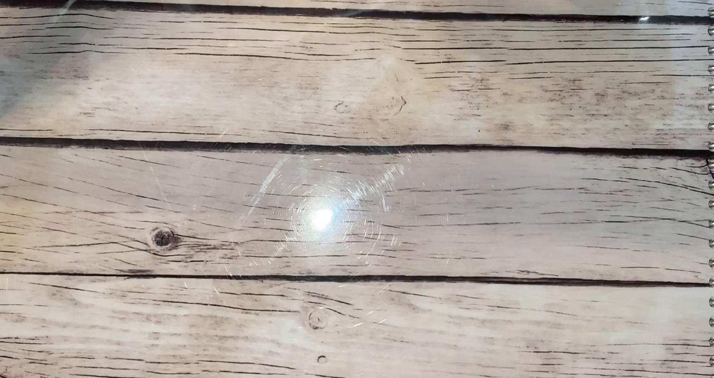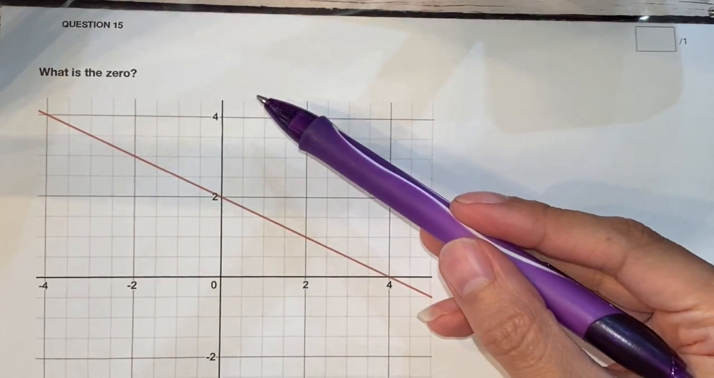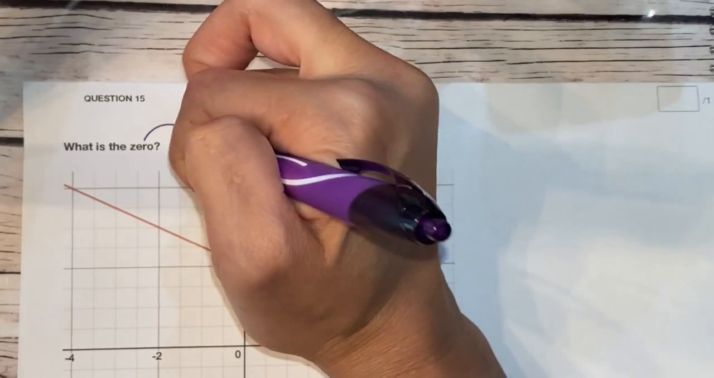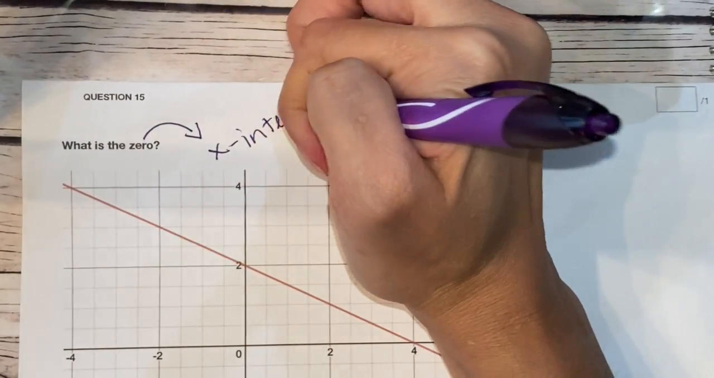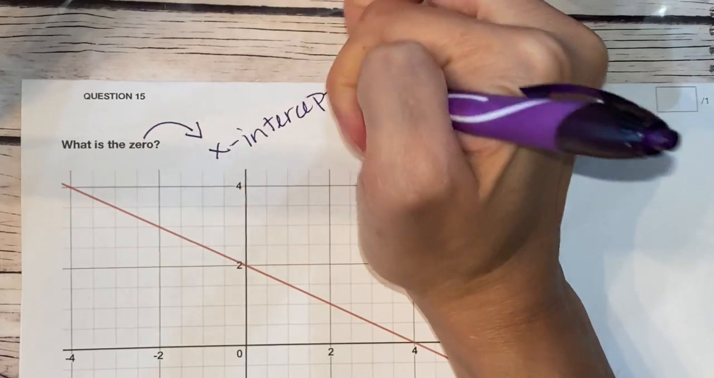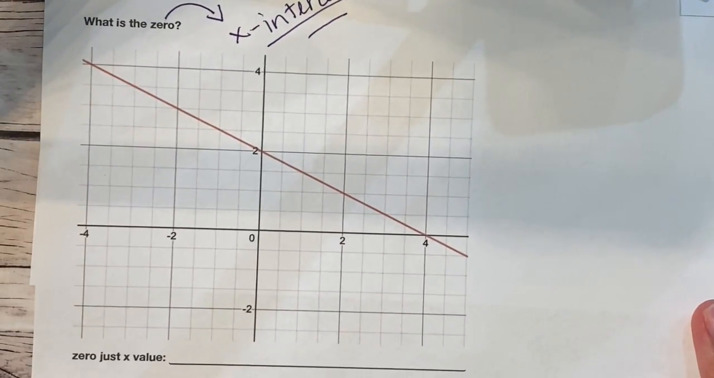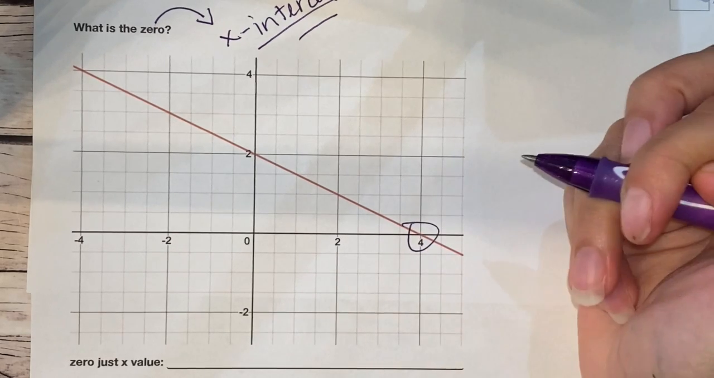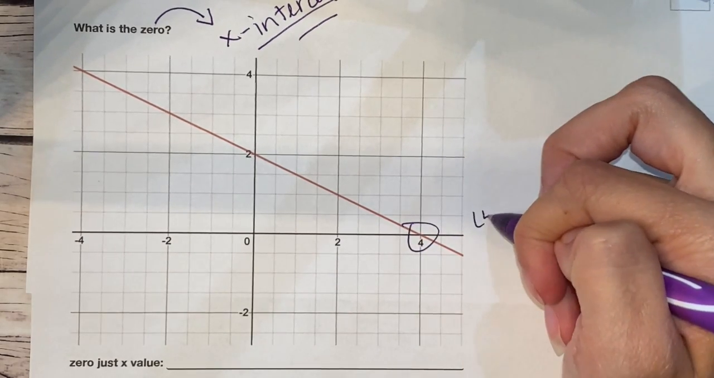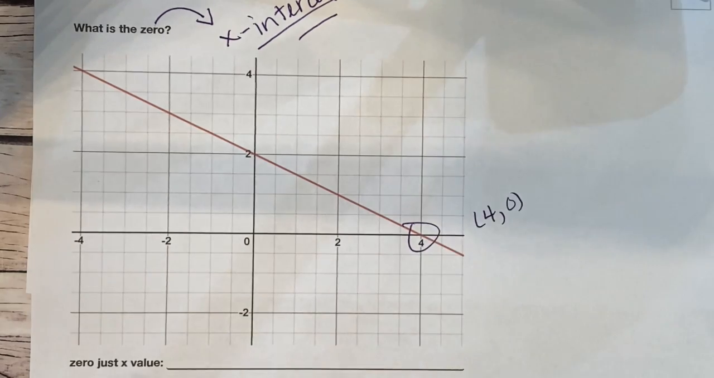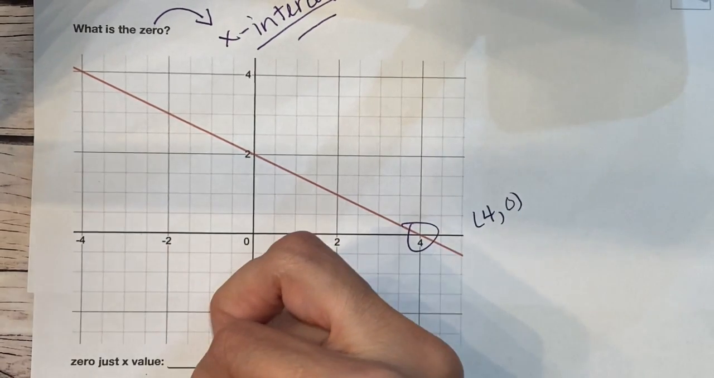Next one, we have, what is the 0 of this graph? So remember, 0 is just another word for x-intercept. I highly recommend that you memorize that because that's how we'll say x-intercept from now on. So I'm looking for where it crosses the x. So this would be 4, 0. However, when I'm asking for 0, it says just x value. So this would just be 4.